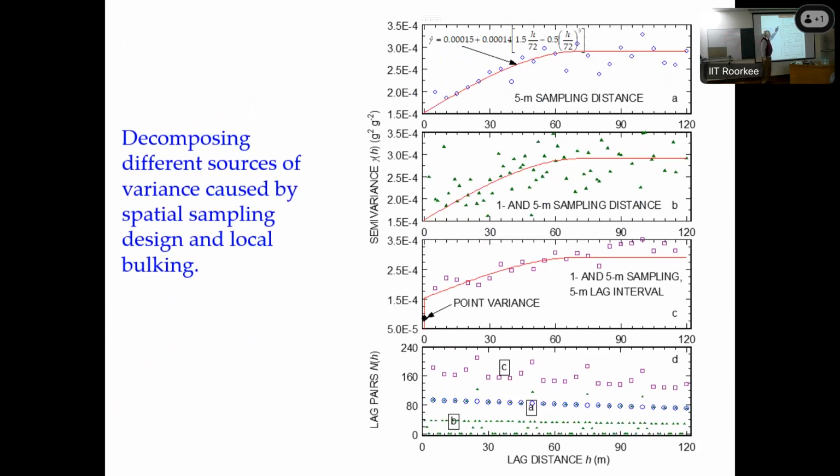Here, let's look now at the semi-variograms, how they change with the different scales. If we look at the raw data set with a 5 meter sampling distance, this is the semi-variogram. One value up, but then the others nice continuous. If we use 1 and 5 meter sampling distances, we end up with a weird cloud of semi-variogram values. But this is what field data look like.